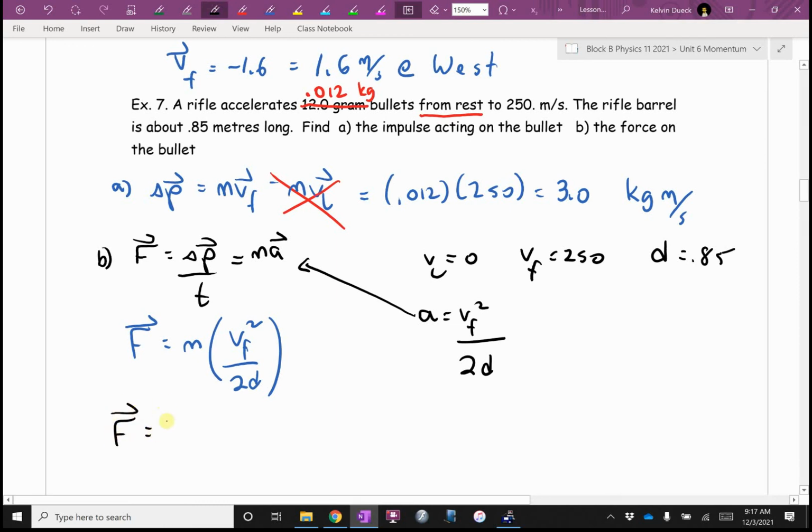M, 0.012. VF, 250. Don't forget the squared. All over 2 times 0.85.